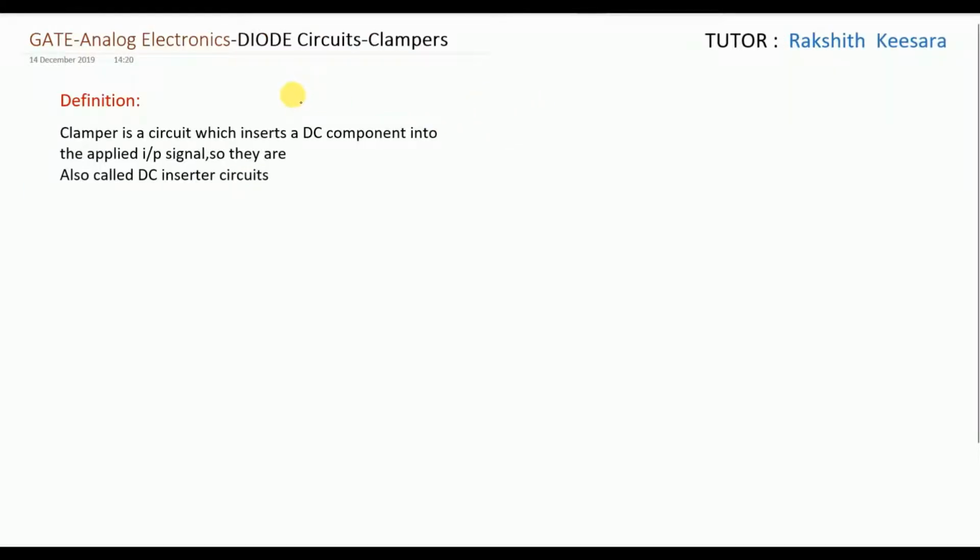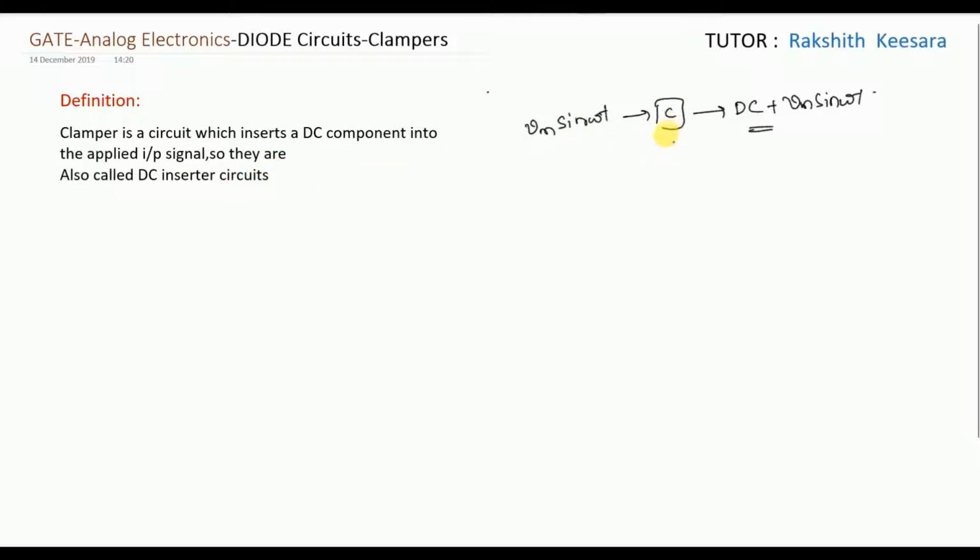So first we will see the definition. What is a clamper circuit? Guys, if there is an input waveform, assume it as Vm sin omega t. If we give this to a clamper circuit, it will insert a DC component. You will get DC plus Vm sin omega t. So this is the definition, guys. Clamper is a circuit which inserts a DC component into the applied input signal. So they are also called DC inserter circuits.